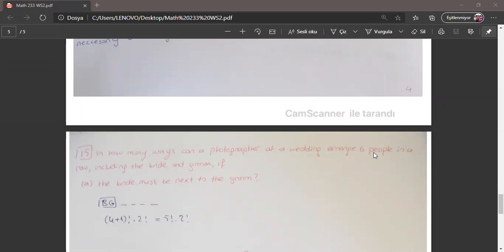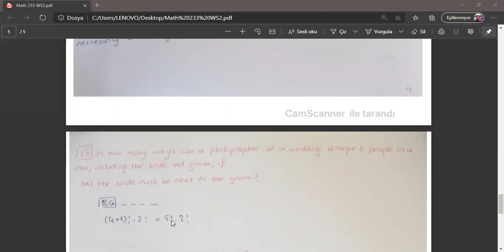Now we have 6 people, which includes the bride and the groom. Okay. So if the bride must be next to the groom, how many arrangements are there? We want to compute that. So first, see the bride and groom as one person. Then how many people are there? So we had 6 before. The left one is 4 then. And with the bride and groom, we have 5 people if we think of the bride and groom as one person.